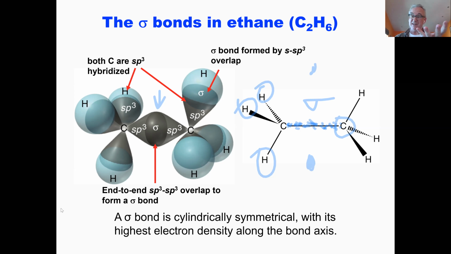And so that's basically why you can't have another sigma bond. There's no place for it. We already have electron density between the two atoms. You can't double it up. They would repel each other. So if we have another bond, it's got to be somewhere else. And it'll show you where it goes.